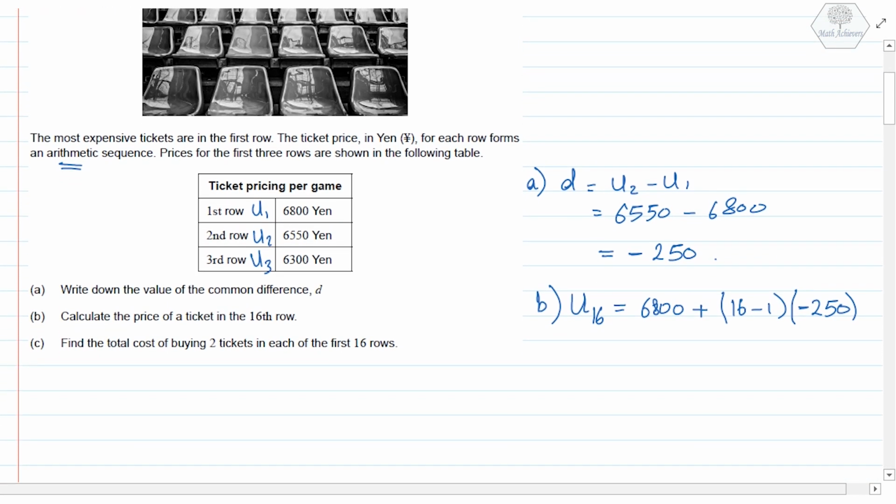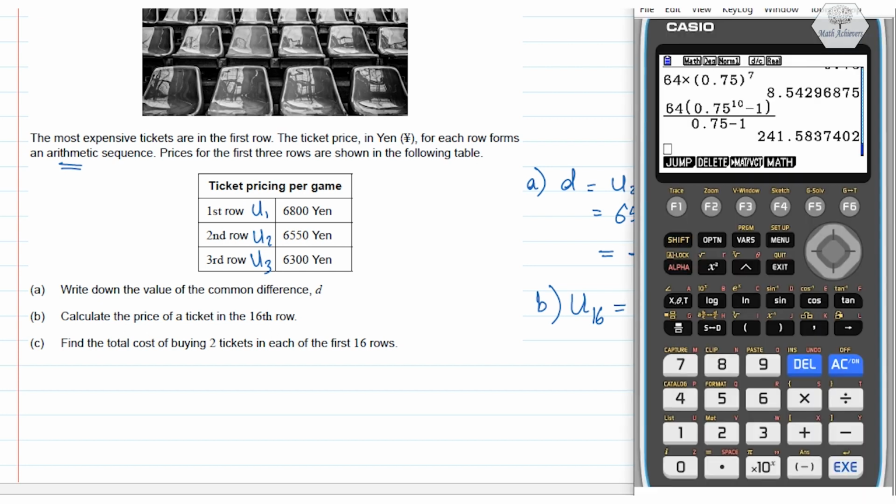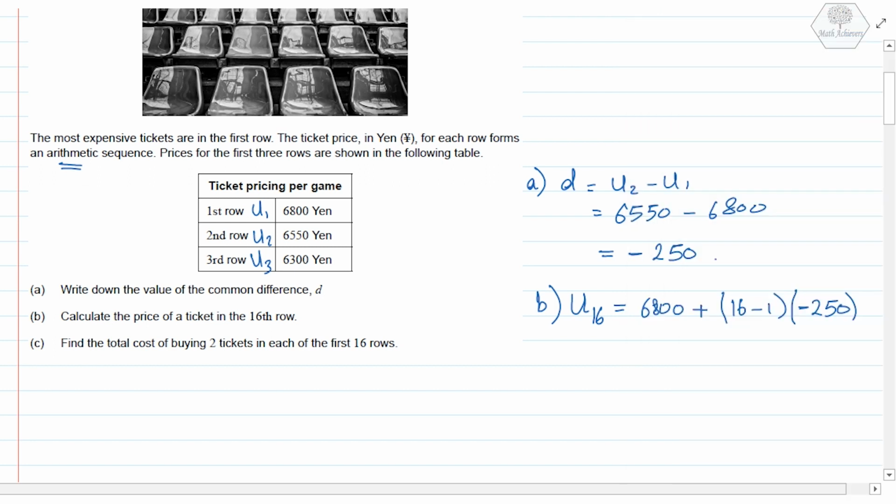And this will give me 6,800 plus 15 times the common difference, which is minus 250. And this is equal to 3,050. So U16 is 3,050 yen.